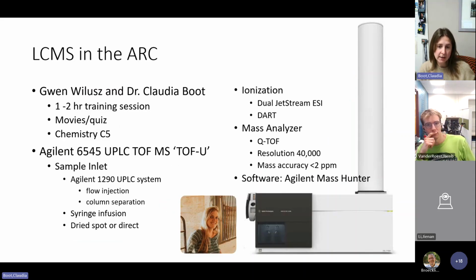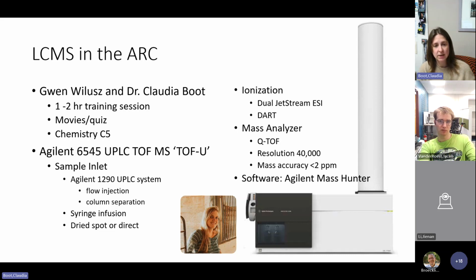This is Gwen and me. We run this together. Gwen does training for folks that don't need chromatography if you just have a single sample that's already pretty pure. We have about a 1-hour training session with some pre-work with movies and an online quiz that you do before you come in and basically do a proficiency test with us, located in C5. And then I help folks out if you need to do chromatography for mixtures.